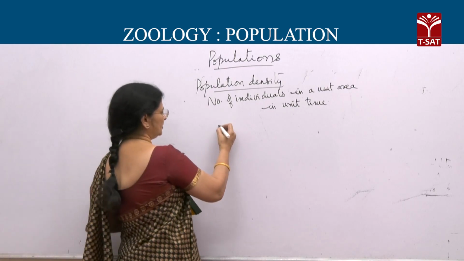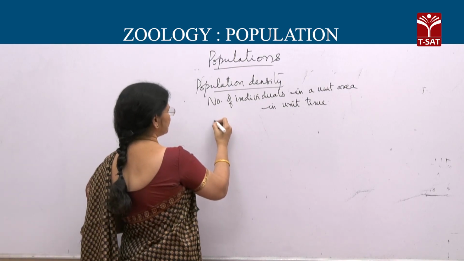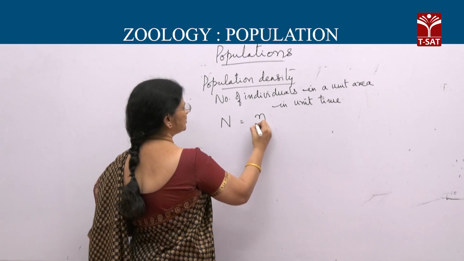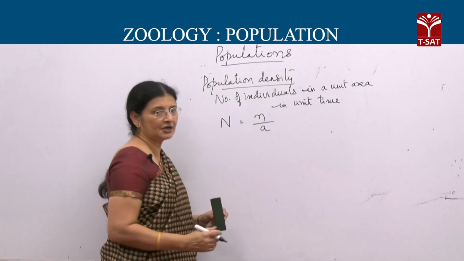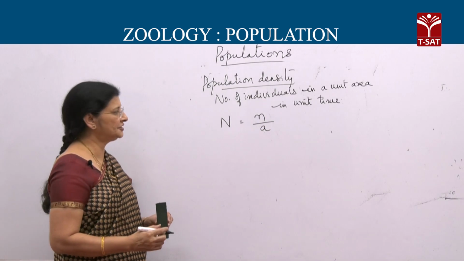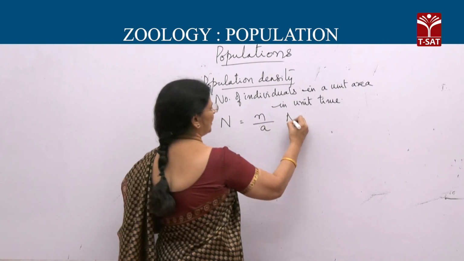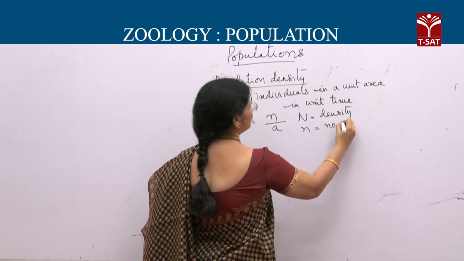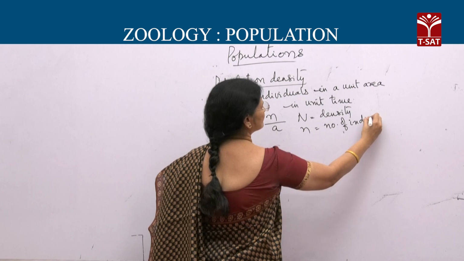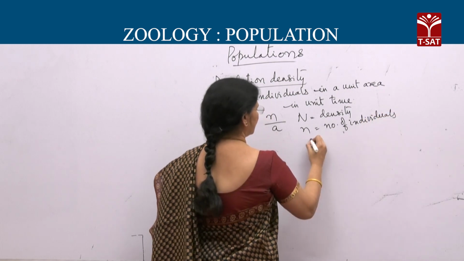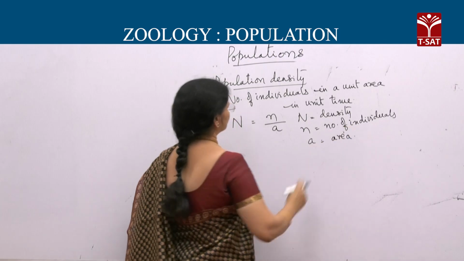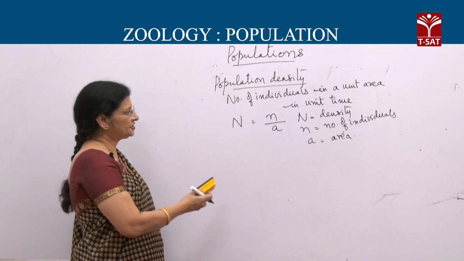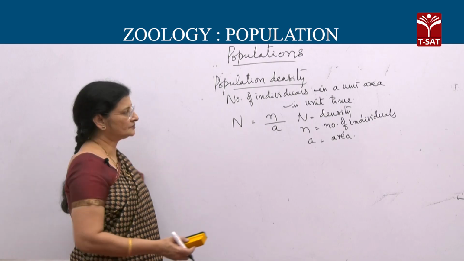So if you take population density as capital D, then D is equal to the number of individuals in a specific area: D = N by A. D is density, N is number of individuals, and A is area. This is the general calculation of population density, taking numbers into consideration.